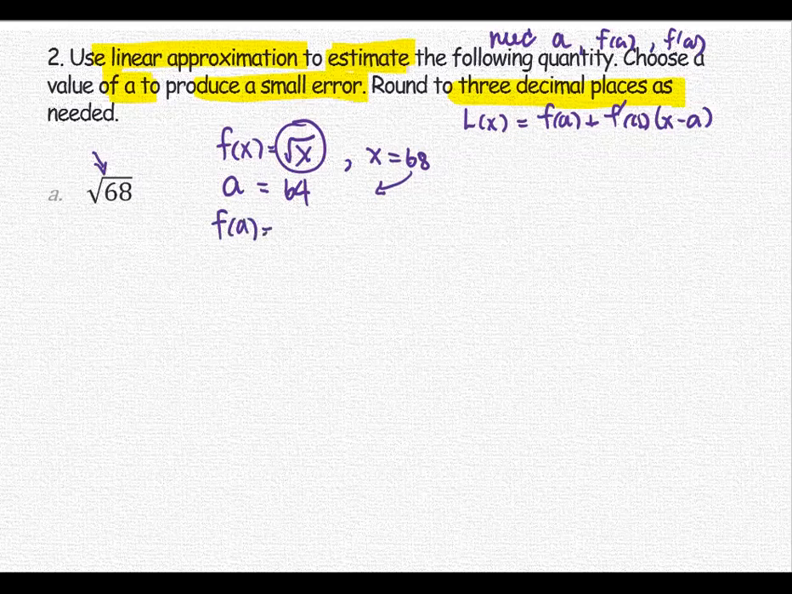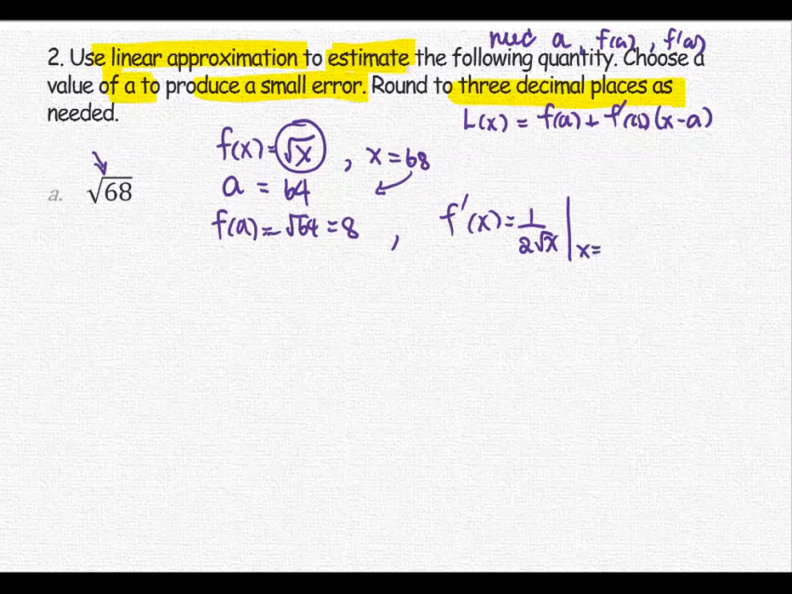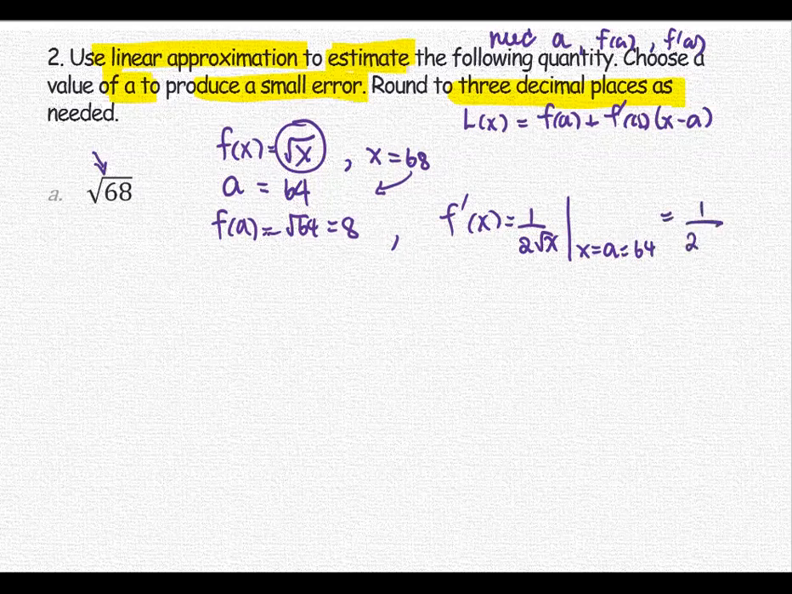So f at A, which is square root of 64, is the value 8, followed by the f prime. The derivative of square root x is 1 over 2 square root x. That's what we did in the first example. Or you can do the same using the power rule to find the derivative, but I write it in the form that is convenient to compute. And x equals A is 64. Then the derivative is 1 over 2 times square root 64, which is 2 times 8. Then we get the derivative as 1 over 16.